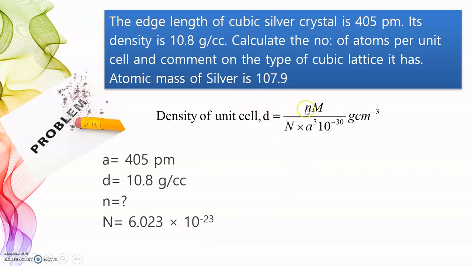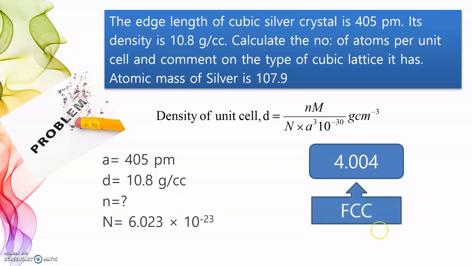So from this equation, you have to calculate n, where the values of d, M, N, a all are known. No conversion of units is required here. You can directly substitute the values and find out the answer. If you try, you will get the answer as 4.004. That is, the value of n, number of atoms per unit cell, is 4.004. That is, it is equal to 4. And if n is equal to 4, it should be having a face-centered cubic lattice.